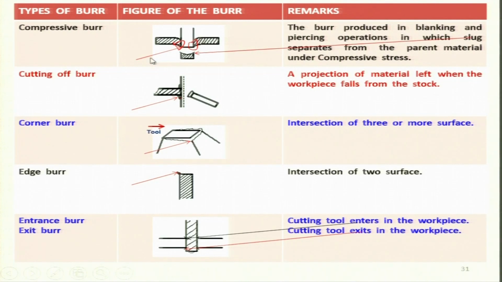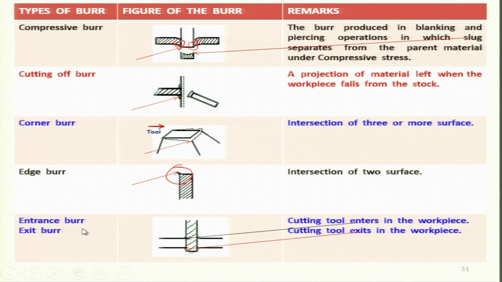Then you have the cutting of burrs. In this particular case shown over here, a projection of material left when the workpiece falls from the stock. Then you have the corner burr. You can clearly see this is the corner burr, intersection of three or more surfaces. You can see over here, these are the corner burrs. Then edge burrs, this is clearly visible over here. Intersection of two surfaces, these two surfaces, and this is the edge burr.